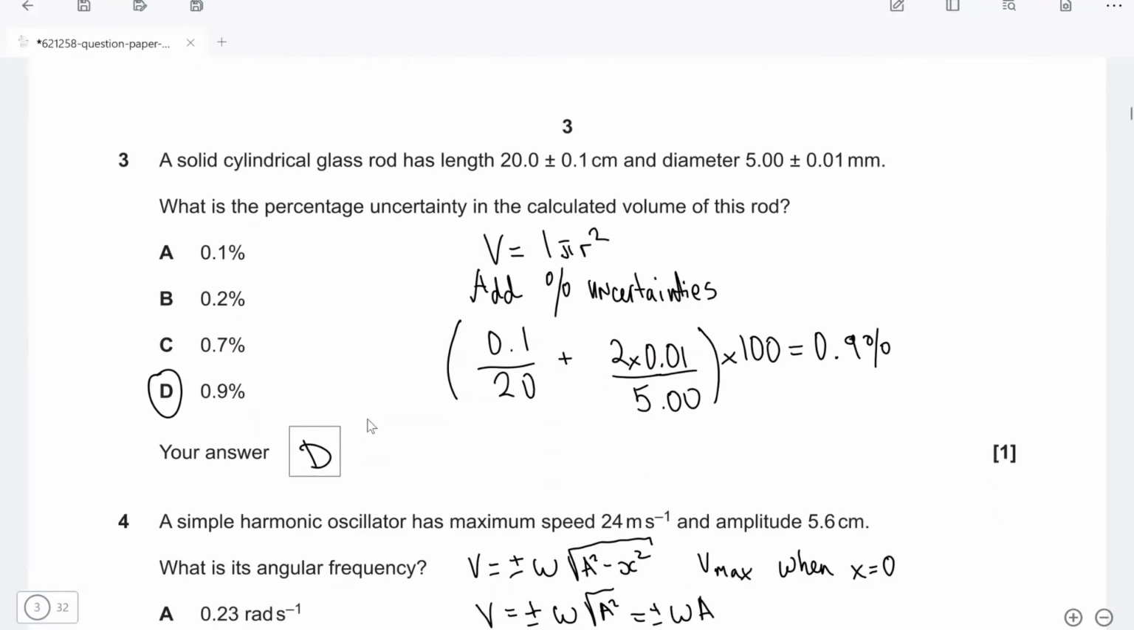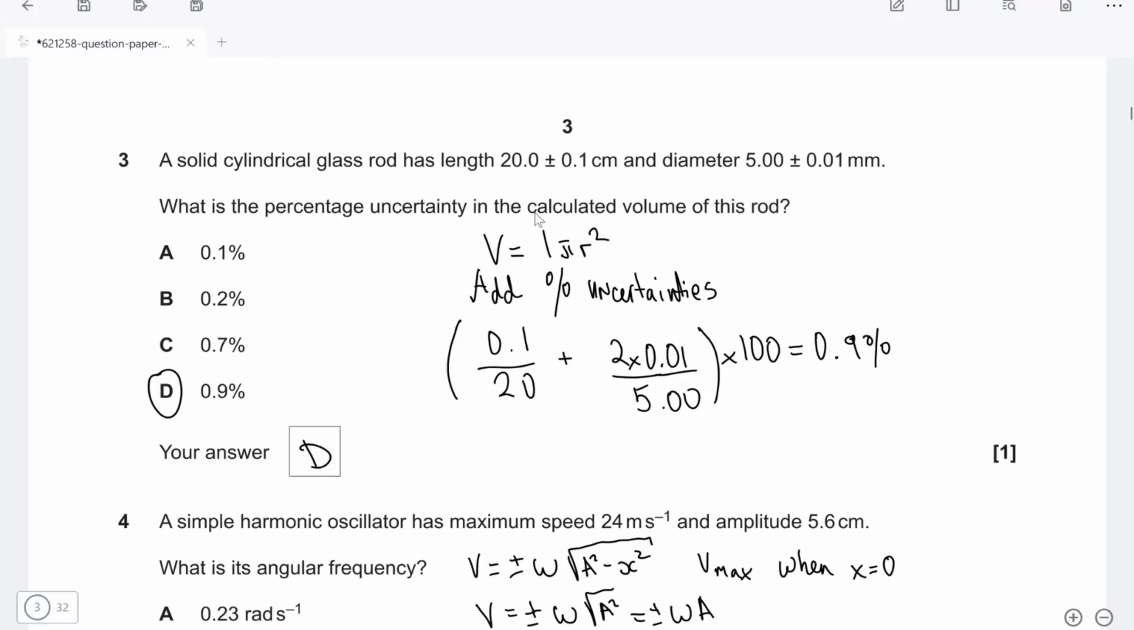Question 3, we have a solid cylindrical glass rod, has a length of 20 plus or minus 0.1 centimeters and a diameter of 5.00 plus or minus 0.01 millimeters. What is the percentage uncertainty in the calculated volume of this rod? Okay, well, first off, because we're calculating the volume, the formula is V is equal to L pi r squared. We don't actually need to calculate the volume in this case, we just need the percentage uncertainty. Well, because we are multiplying quantities, we add the percentage uncertainties.